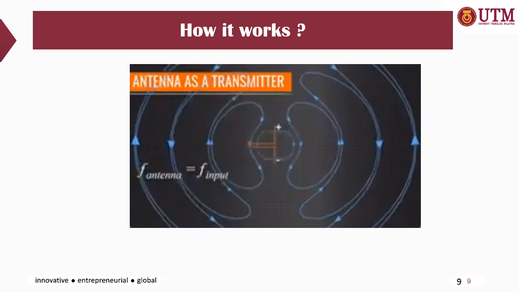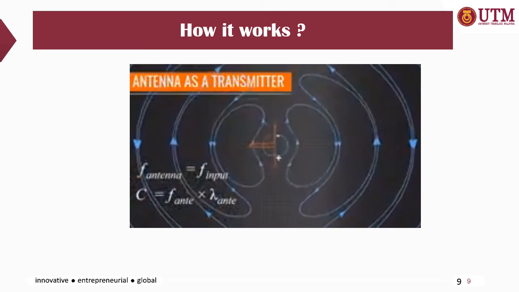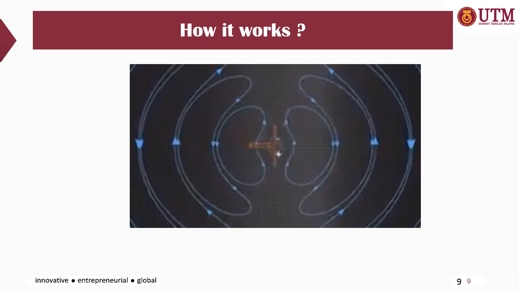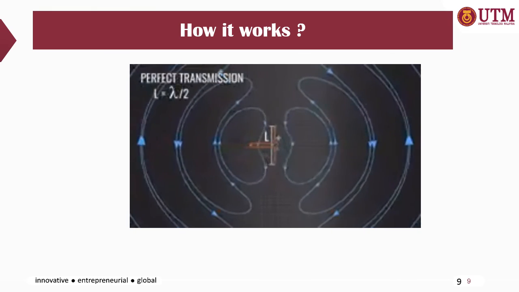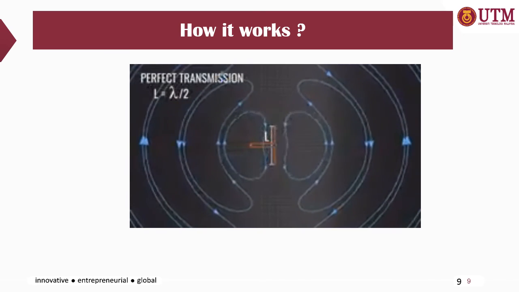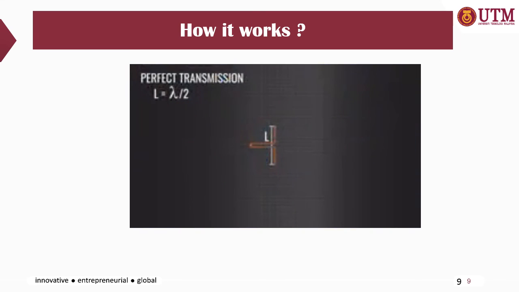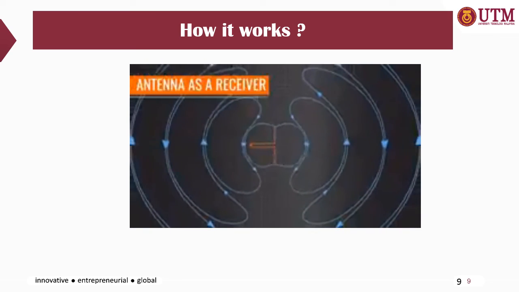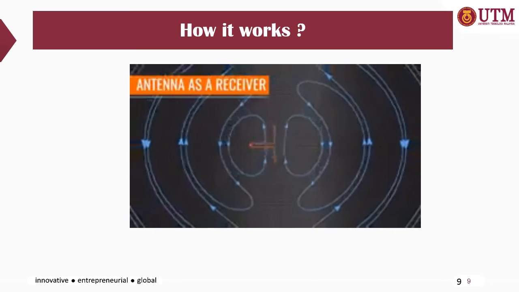Since the propagation travels at the speed of light, we can easily calculate the wavelength of the propagation. For perfect transmission, the length of the antenna should be half of the wavelength. The operation of the antenna is reversible, and it can work as a receiver if a propagating electromagnetic field hits it. Let's see this phenomenon in detail.